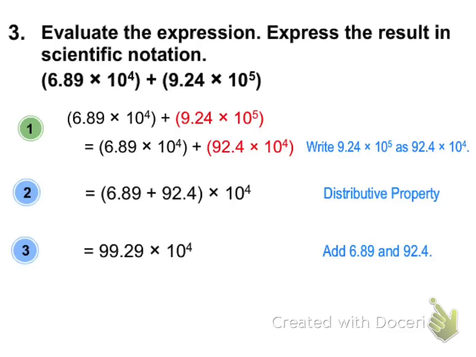Now, I'm not in scientific notation. If they want it in scientific notation, remember, I've got to make this number become a number between 1 and 10. So I'm going to move the decimal to the left. I'm making it smaller, so this is going to have to get bigger. So it's 9 and 929 thousandths times 10 to the fifth power. Since it gets smaller here, it has to get bigger here. Got it? And that's adding in scientific notation.